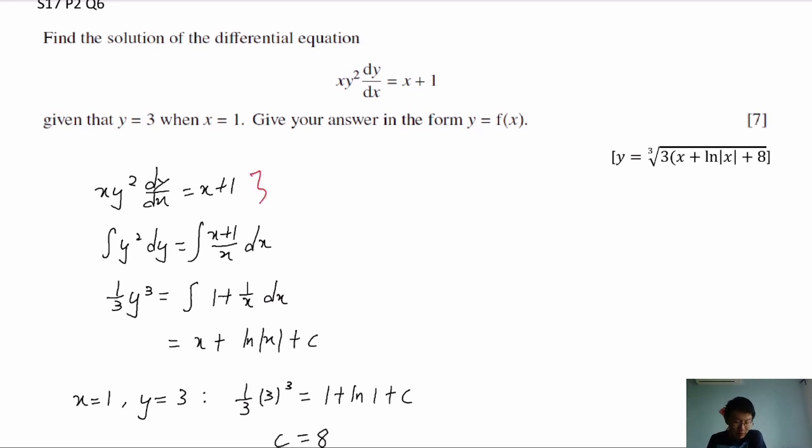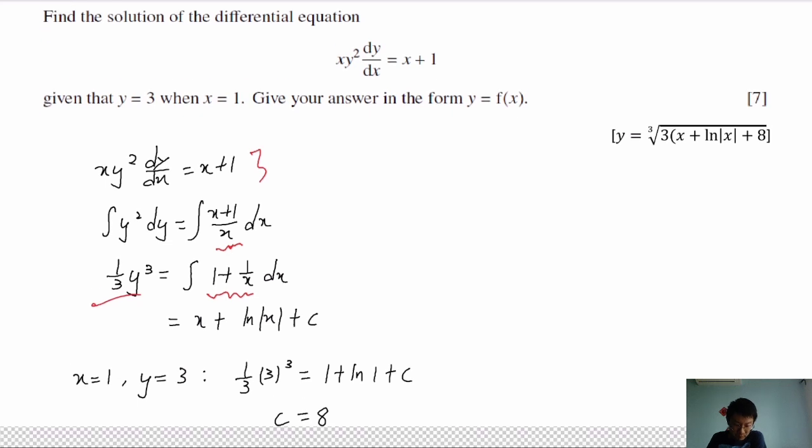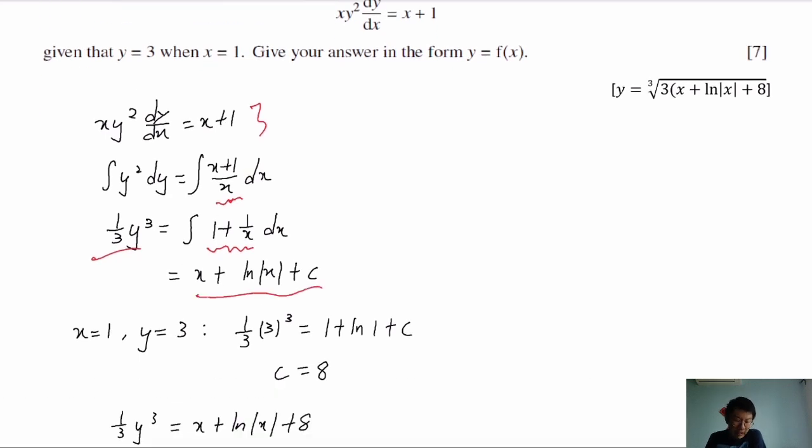We have y squared dy for the left hand side, and the right hand side we have x plus 1 over x. The x plus 1 over x is not really friendly to work with if you want to integrate, so we split the terms and get 1 plus 1 over x. The left hand side is super easy to integrate: we get 1 over 3 y to the power 3. Now we integrate the right hand side, so it will be x plus ln x plus a constant.